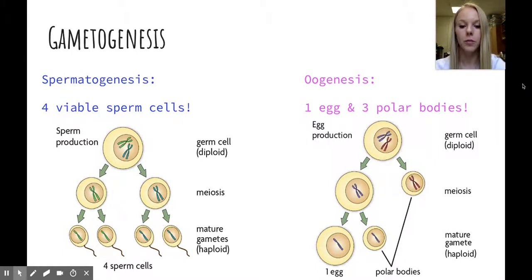Here you can see the 4 viable sperm cells and the single egg cell that's left over with 3 polar bodies. From spermatogenesis, we get our sperm cells, and in oogenesis, we get our egg cells.